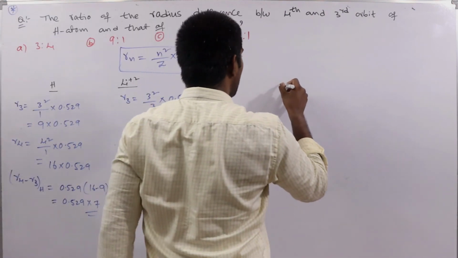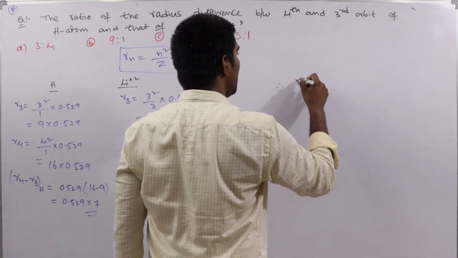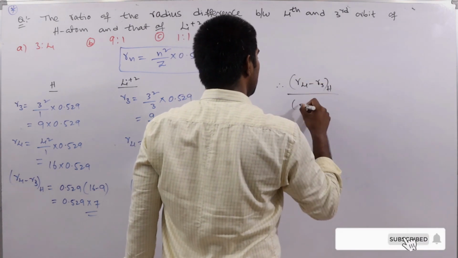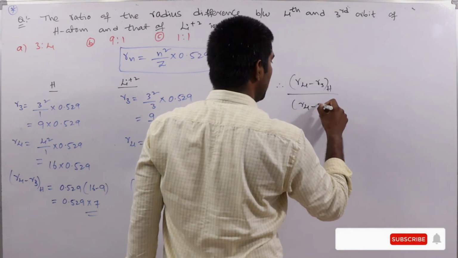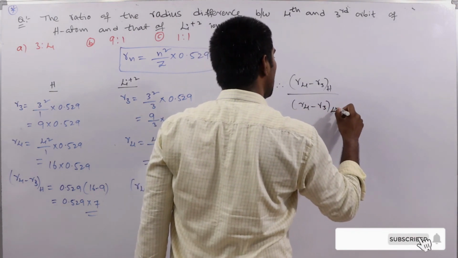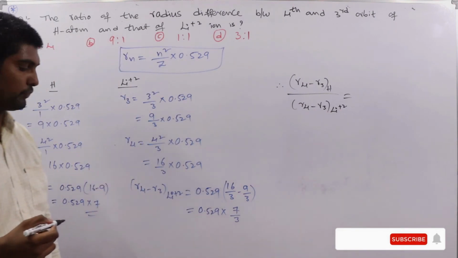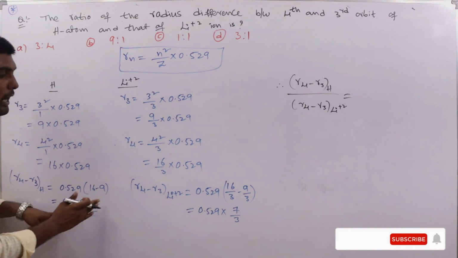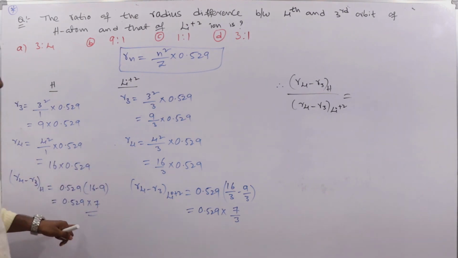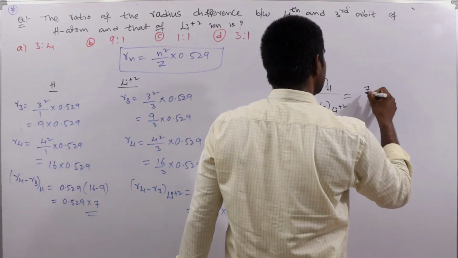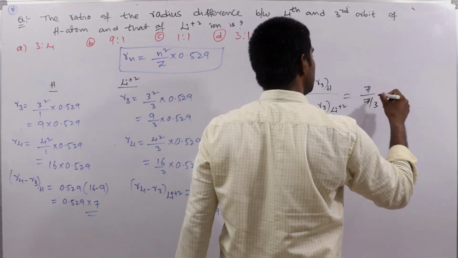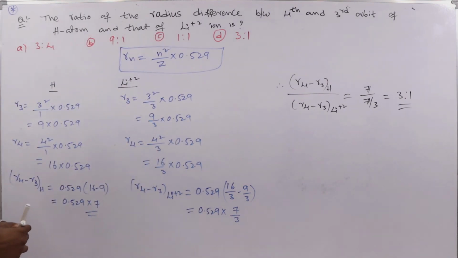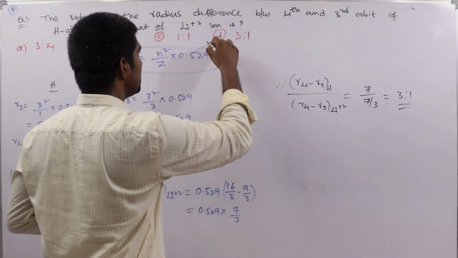Now in the problem, what they asked you to find out is the ratio of the radius difference: R4 minus R3 of hydrogen by R4 minus R3 of lithium plus 2. Again here 0.529 is common, so that will get cancelled. So finally overall we have 7 by 7 by 3. So this will get cancelled, and finally we get the answer as 3:1. So option D is the answer.